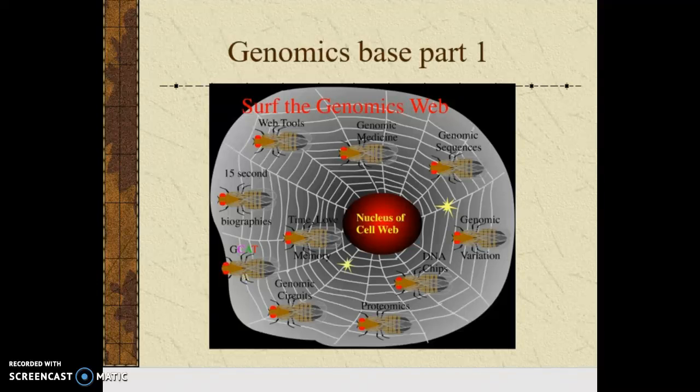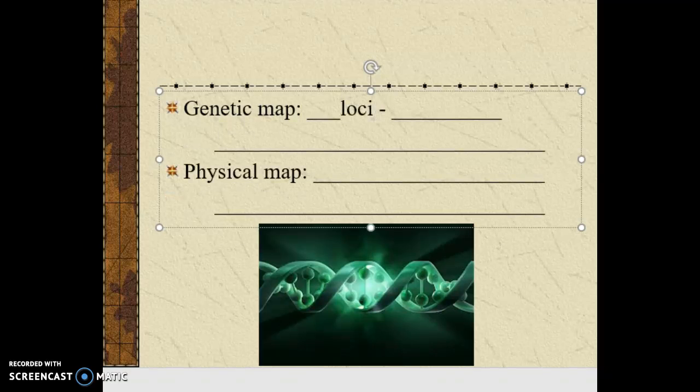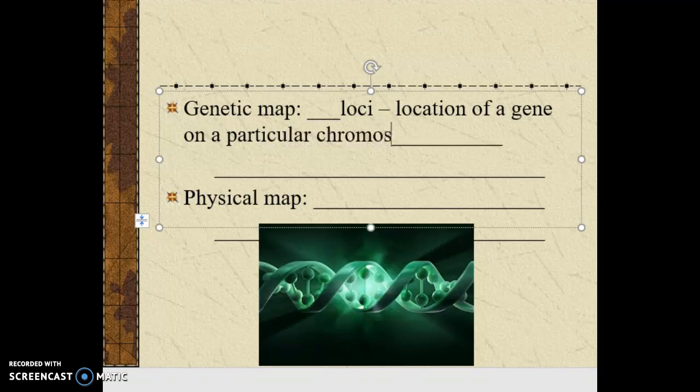Okay, so when we look at genomics, let's talk about the basic starting point. And the starting point of genomics is looking at a thing called a genetic map. Now, a genetic map is going to be the location of a gene on a chromosome. So where is a gene positioned on the particular chromosome? And the term for this, the position of the gene, is called the loci. So loci is the location of a gene on a particular chromosome.